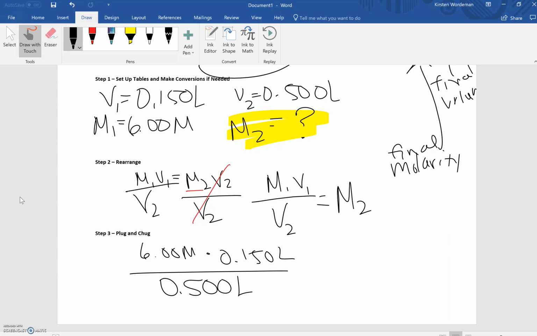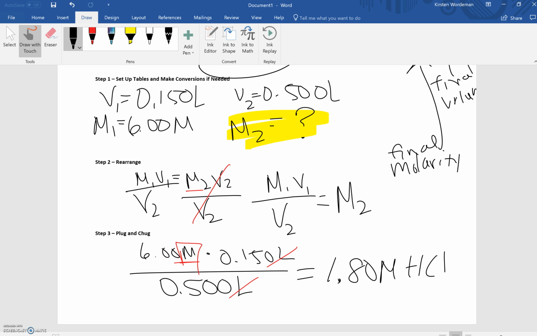0.500 liters. Now let's make sure that all of our units cancel and we're left with the ones that we want. If you look at moles, or molarity, we are left with that one uncanceled. If you look at liters, there's liters on the bottom and liters on the top, so those are going to go away. You're left with molarity, and that is exactly what you need for this problem. You're going to multiply what's on top and then divide by what's on your bottom, and you should get something close to 1.80 molar of HCl.